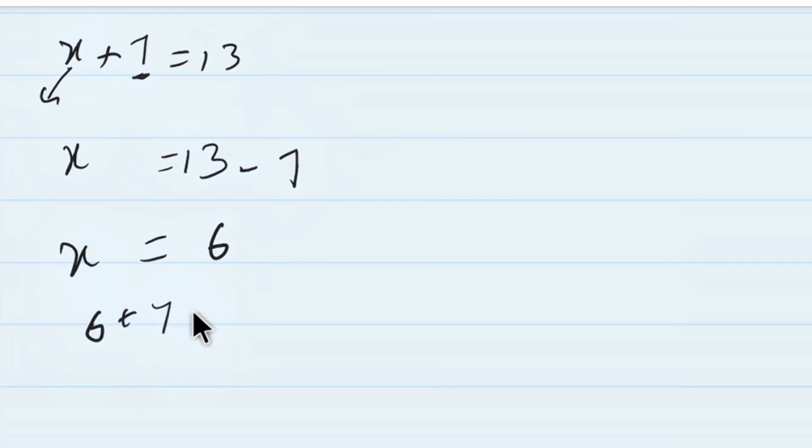Now we can check its solution by replacing x with 6. 6 plus 7 is equal to 13, which is again 13. So this is a direct method. We will be solving the linear equations in higher classes using this direct method. Now we will solve the other question by the direct method.